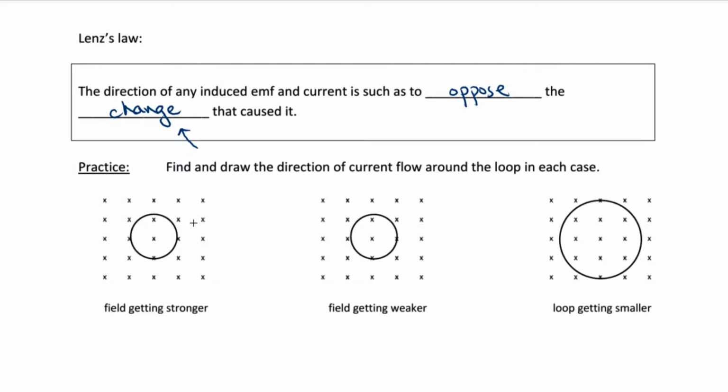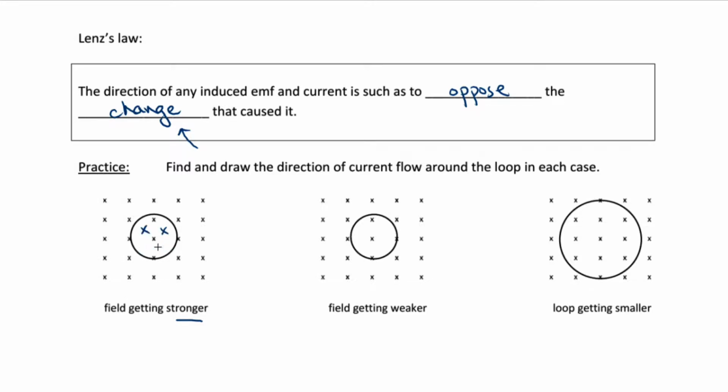Let's look at a few more examples to make sure that this is clear. So now we're going to look at fields that are going into the page. That's why we've got X's in all of these, and we've got a loop of wire that is laying perpendicular to that field. We're asked to draw the direction of current flow in each case. So in the first case, the field is getting stronger. You could imagine that as more X's like this.